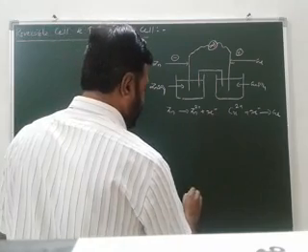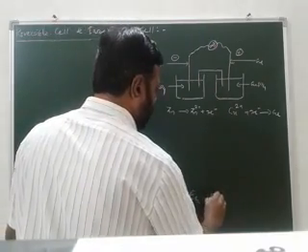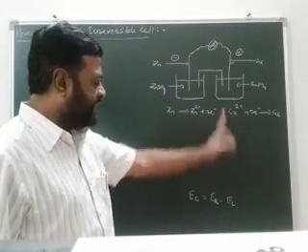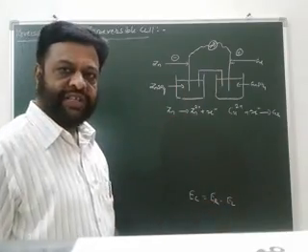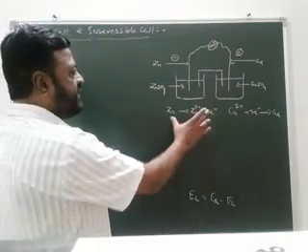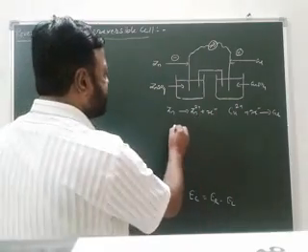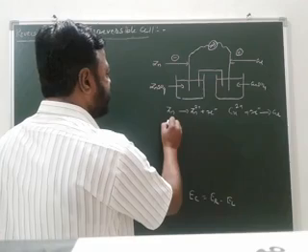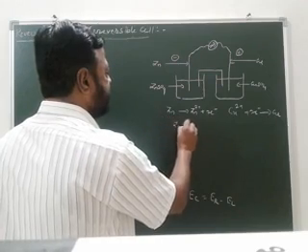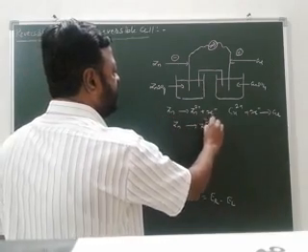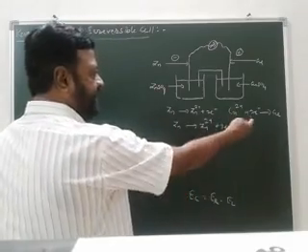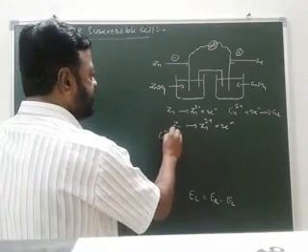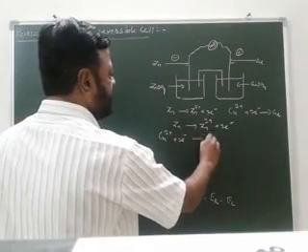So the EMF of this electrochemical cell is given by the equation EC is equal to ER minus EL, that is the reduction potential of the right hand side electrode minus the reduction potential of the left hand side electrode. So these are the two half cell reactions. Oxidation takes place on the left hand side: Zn gives rise to Zn2+ plus 2e-. And reduction takes place on the right hand side: Cu2+ plus 2e- gives rise to Cu.